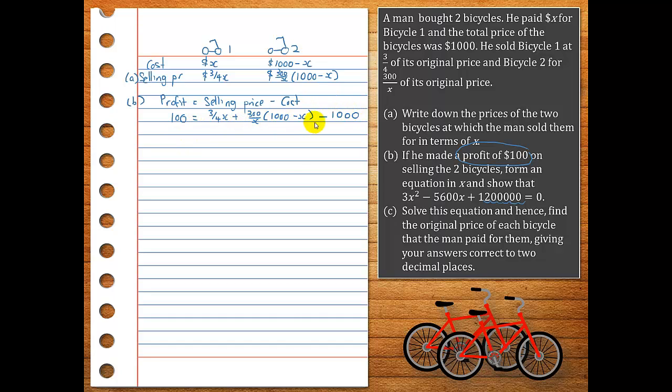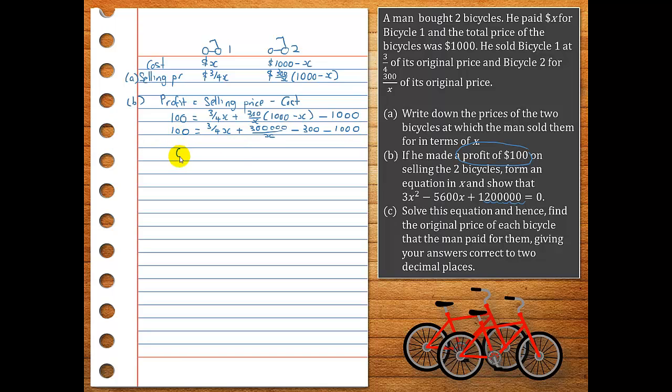So, which one should we simplify first? We shall simplify this term here by expanding the brackets. So we will have 3 over 4 x. Multiply this, we will have 300, another 3 zeros, over x, minus 300 minus 1000. Now, let's put all the terms to one side so that one of our sides is equal to 0.